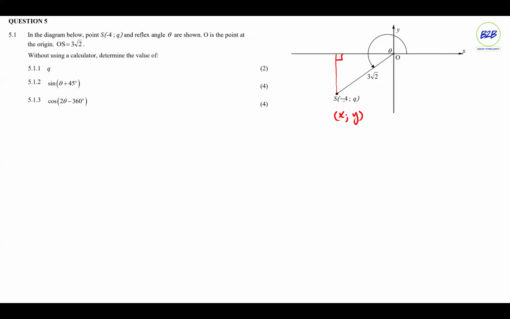X is equal to -4, so the x-axis will take that -4. Y is equal to Q, therefore the y-axis will take Q. And then we see that OS is the hypotenuse, which is our r. Obviously this diagram is not fully complete yet because we don't know the value of Q. We must then calculate that value of Q, and when we calculate the value of Q, we are basically answering 5.1.1 already.